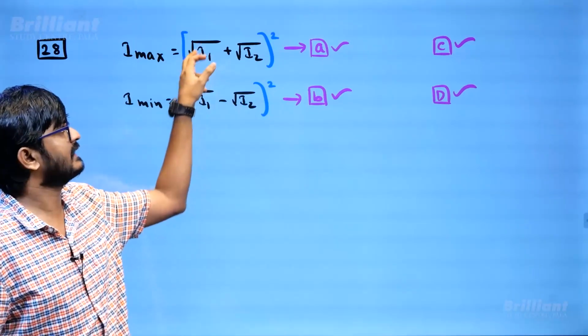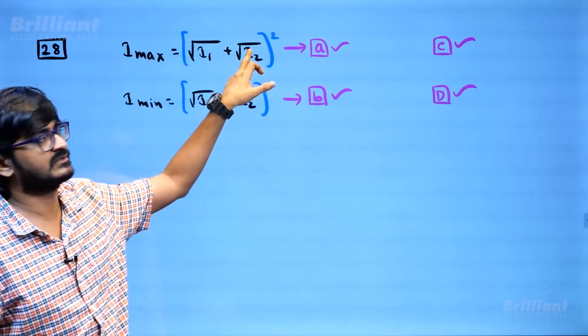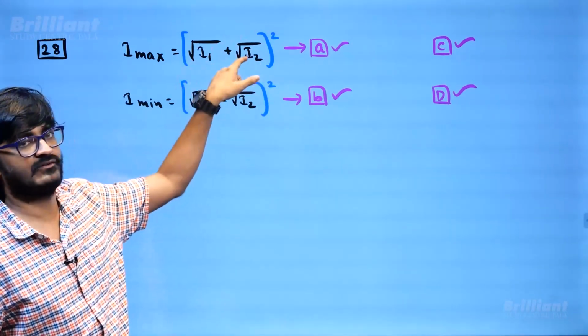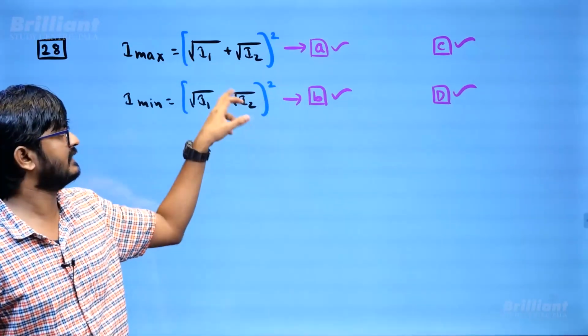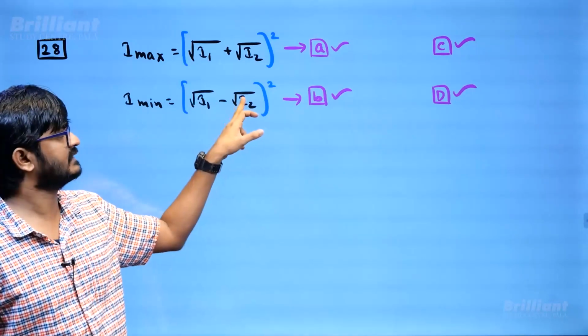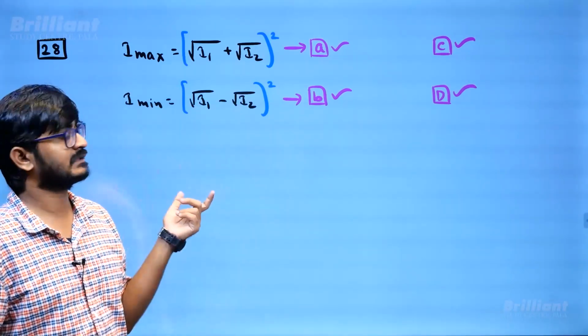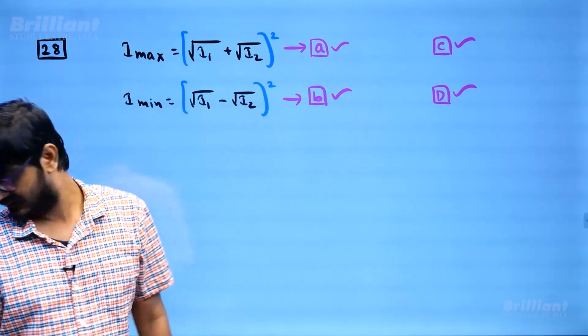Let me say this is becoming less. If this is becoming less, what will happen? Initially both are equal, but now if this becomes less, the overall value will become less. So the bright fringe will become less bright. But what will happen here? Earlier it was 0, but if this reduces, now it is not going to be 0. So the brightness of the dark fringe will increase, right? So A and B are correct.